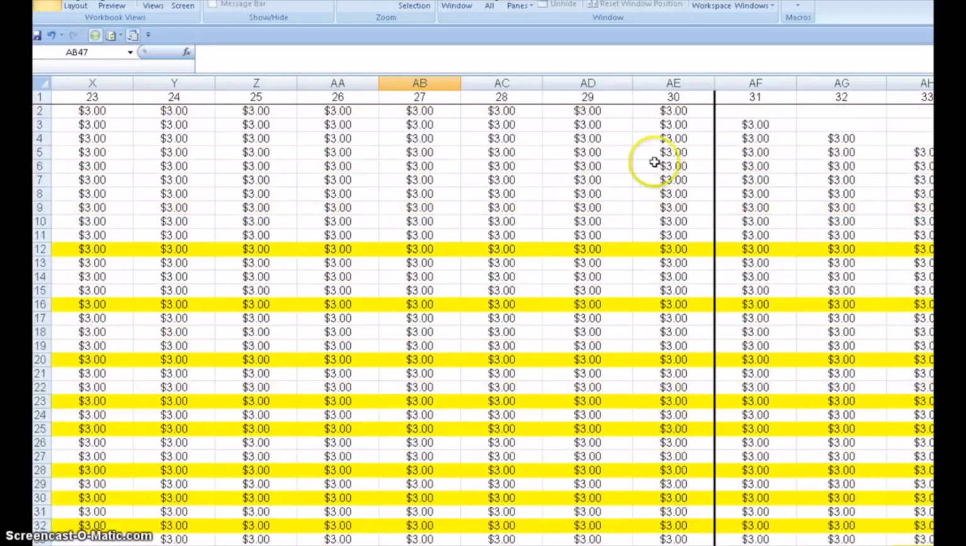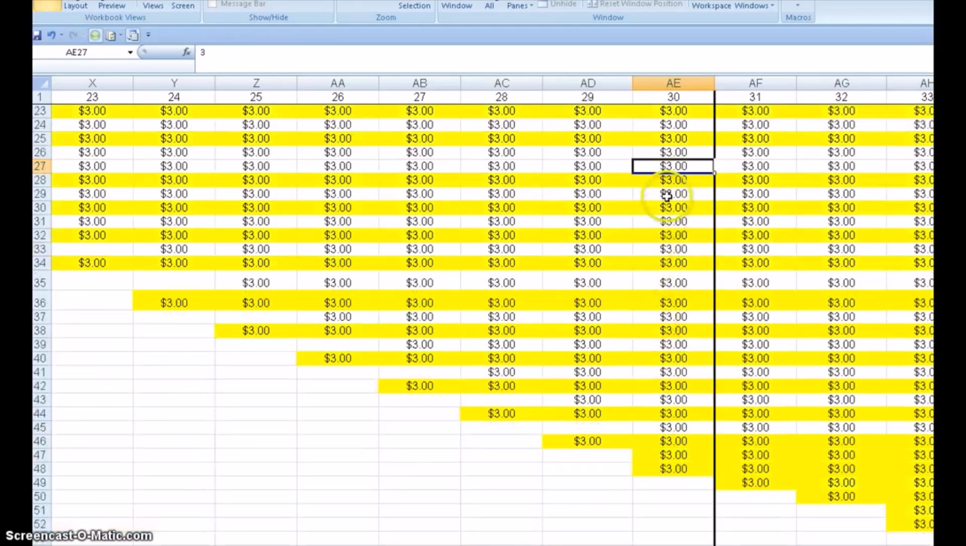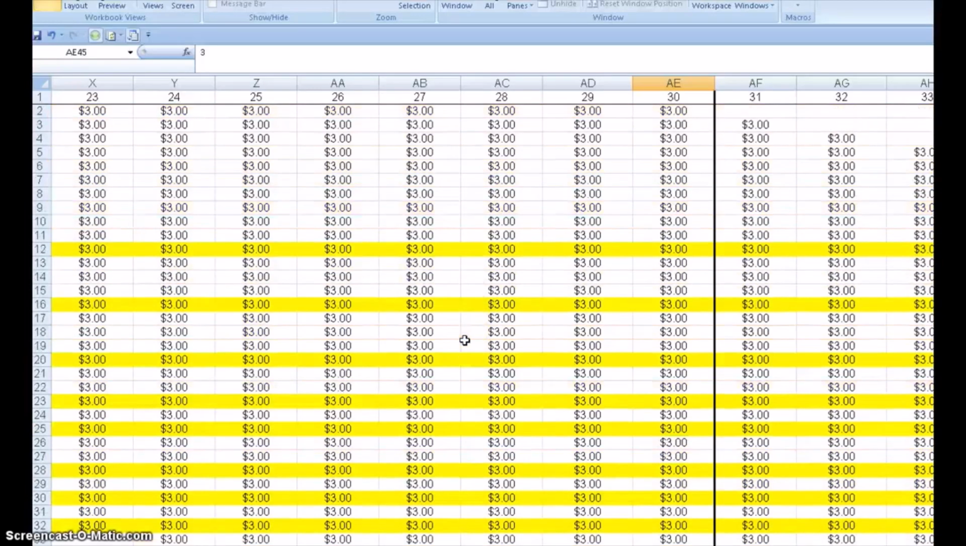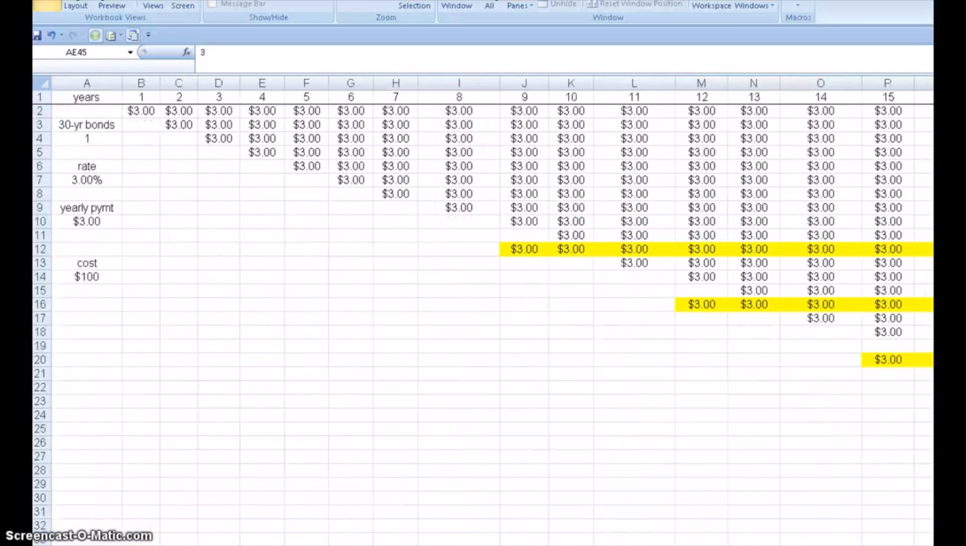So in this 30th year, if you count 1, 2, 3, 4, 5, 6, 7, 8, 9, 10, 11, 12, 13, 14, 15, 16, 17, 18, 19, 20, 21, 22, 23, 24, 25, 26, 27, 28, 29, 30. Those are all of the bonds I bought using dollars from my bank account, so to speak. But you notice there's lots of yellow in this table. What's that about? Well, watch this.